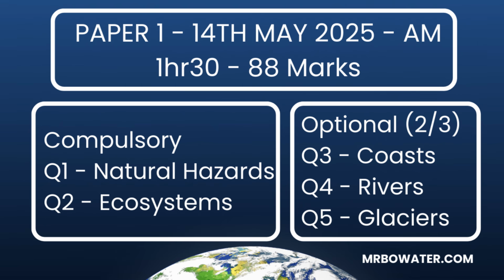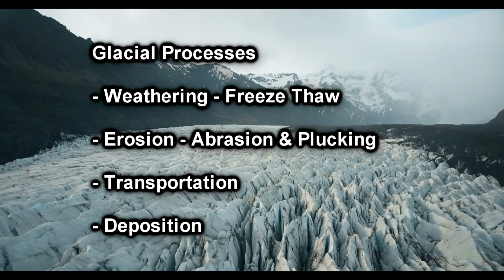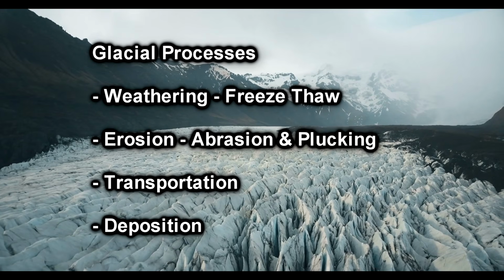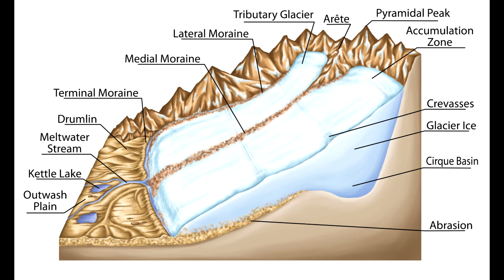The final section of Paper 1 looks at glaciers. Again, you start off with the main processes you see at glaciers, such as weathering, erosion, such as abrasion and plucking, and then again transportation and deposition. You need to understand the different landforms you're going to see through erosional processes, such as corries, arêtes, pyramid peaks, and glacial valleys. Then you'll also look at transportation and depositional landforms, such as moraines, drumlins, and erratics.